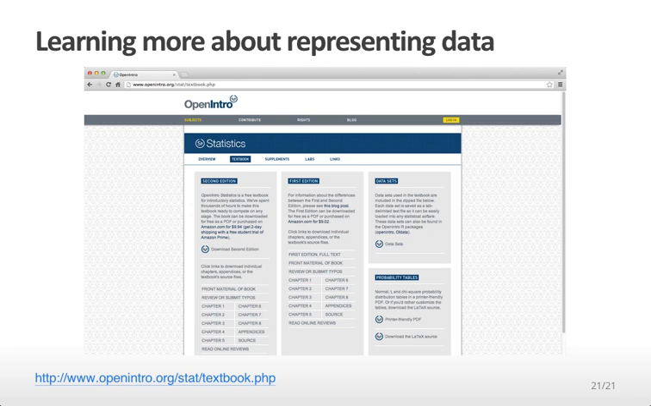If you want to learn a lot more about representing data, or if you're very interested in the mathematics that underlie a lot of the ideas that we'll be talking about, Open Intro is a great place to start. This is a free statistics coursebook that starts from the very beginning and explains details about probability, distributions, parameters, and conditioning.